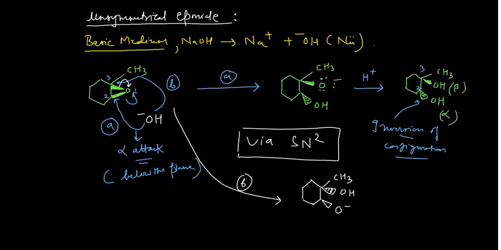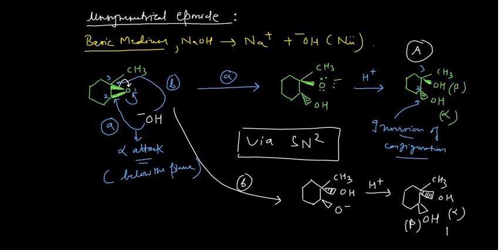So if you do the protic workup, like if you put H positive over there, then your product would be CH3 in the plane, this OH below the plane and this OH above the plane. That means it is beta and this one is the alpha. So you have two products. Say this is product A and this is product B. Now the question is, which one would be the major product in that case?